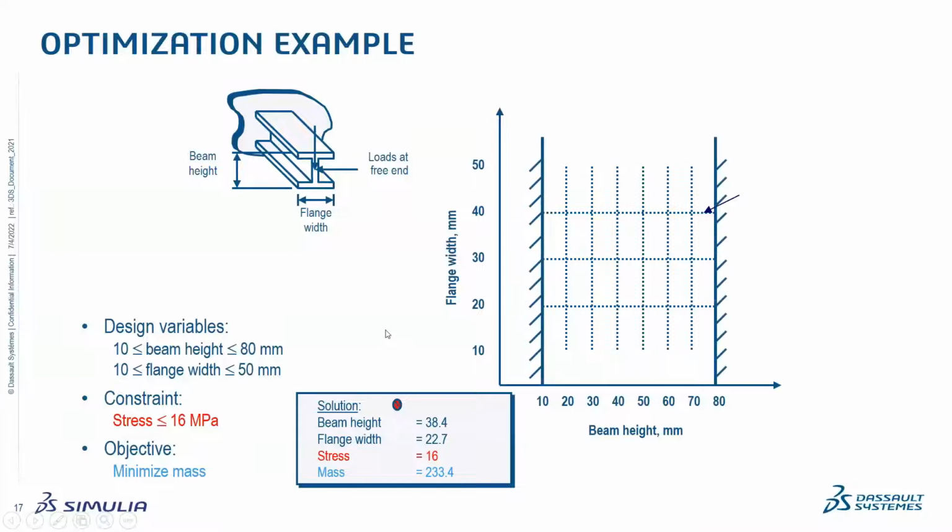How it works is, as you see, for beam height, if you plot this range, 10 to 80, this will be the region. Similarly, flange width, if you plot, it's between 10 to 50, and within this is the range. This becomes the design space. This is the region which you're considering for looking out for the best result.